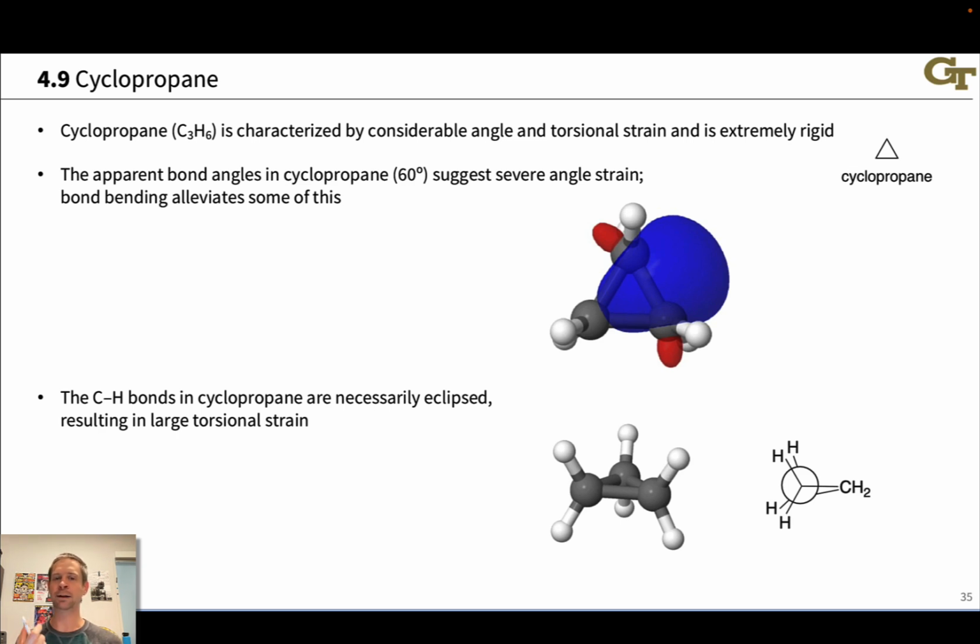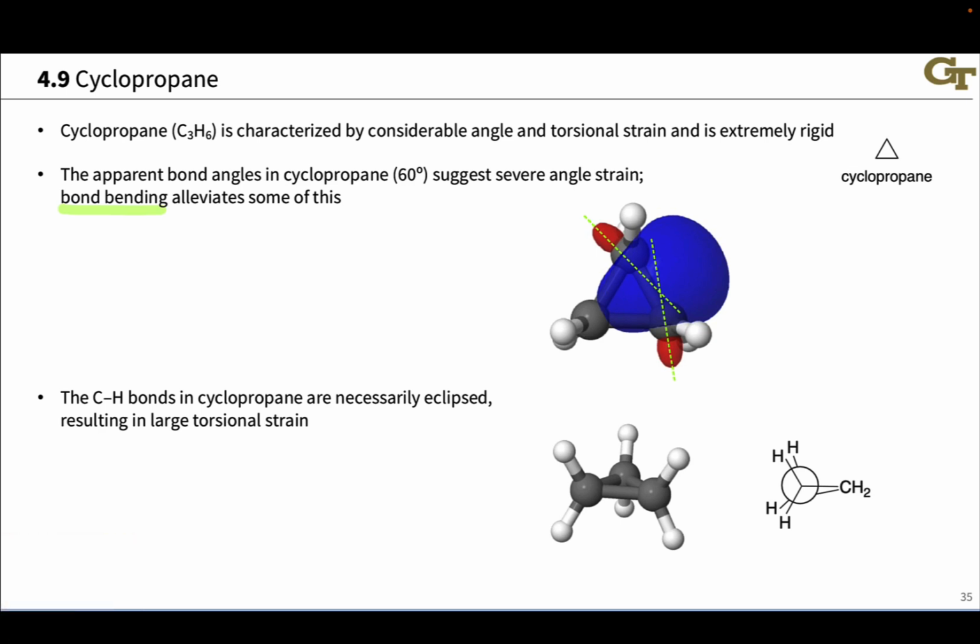Now, we mentioned that it looks like the bond angle in cyclopropane has to be 60 degrees, equilateral triangle, right? But in fact, the carbon-carbon bonds are actually a little bit bent in cyclopropane, and this alleviates some angle strain. So the angle between the hybrid orbitals forming the bonds is not actually 60 degrees. It's somewhat larger than 60 degrees, but it's still pretty bad, right? We're talking maybe 80, 90 degrees, which is still quite far off from 109.5. So there's still severe angle strain in cyclopropane.